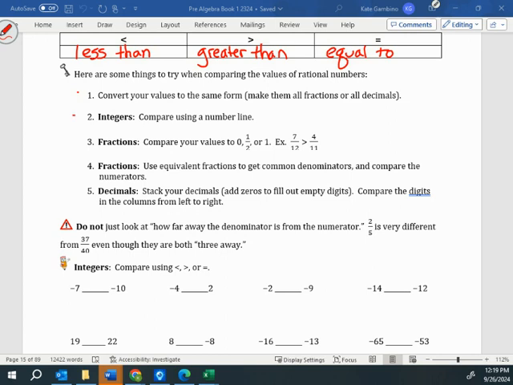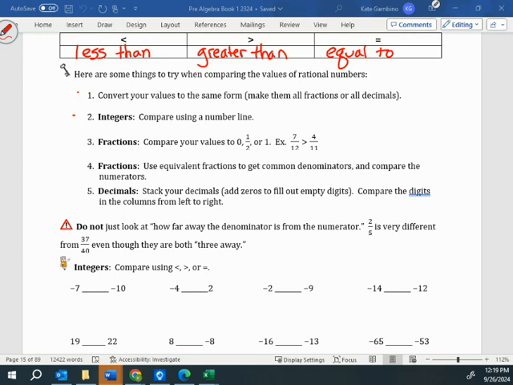Second thing, integers. Compare using a number line. A lot of us will say, I know 5 and 10, that's easy. We're going to be working with negative numbers too, friends. Those negative numbers, think about where it falls on that number line. So negative numbers get tricky.